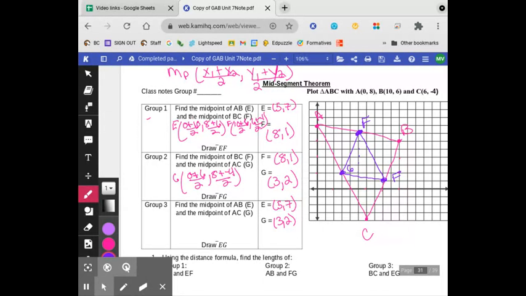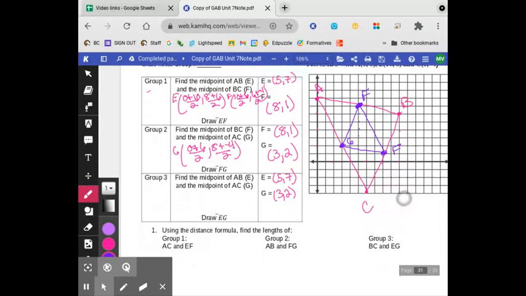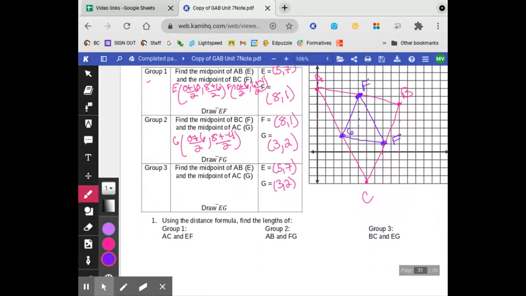Doesn't matter which 2 points you used, they should have worked out to be the same as your group 1, 2, or 3. So now using the distance formula, I want you to find the length and follow along with your group, whether you did 1, 2, or 3. So you're going to find the length in group 1, AC and EF, group 2, AB and FG, group 3, BC and EG. So pause and do those and come back.